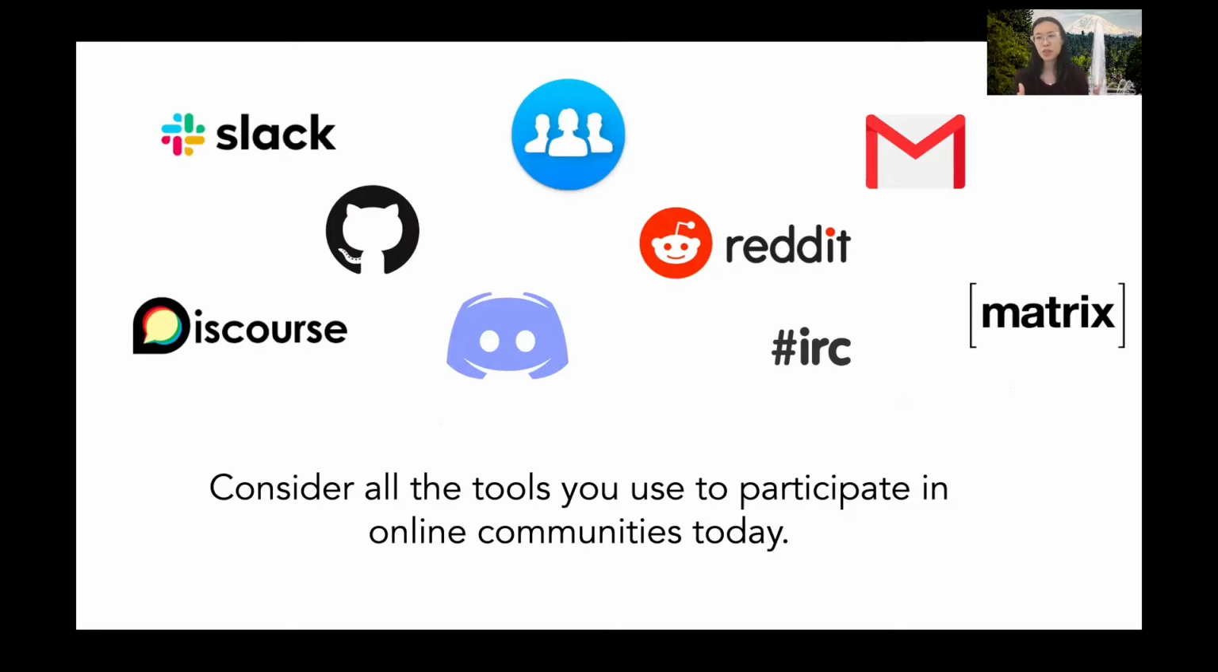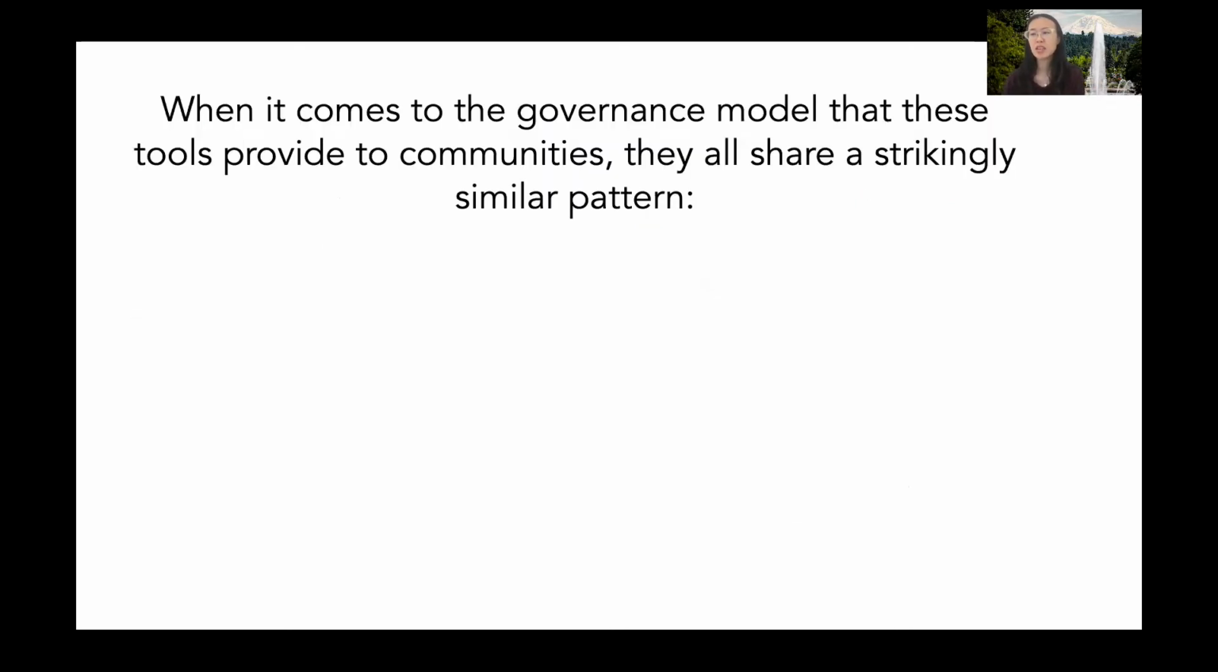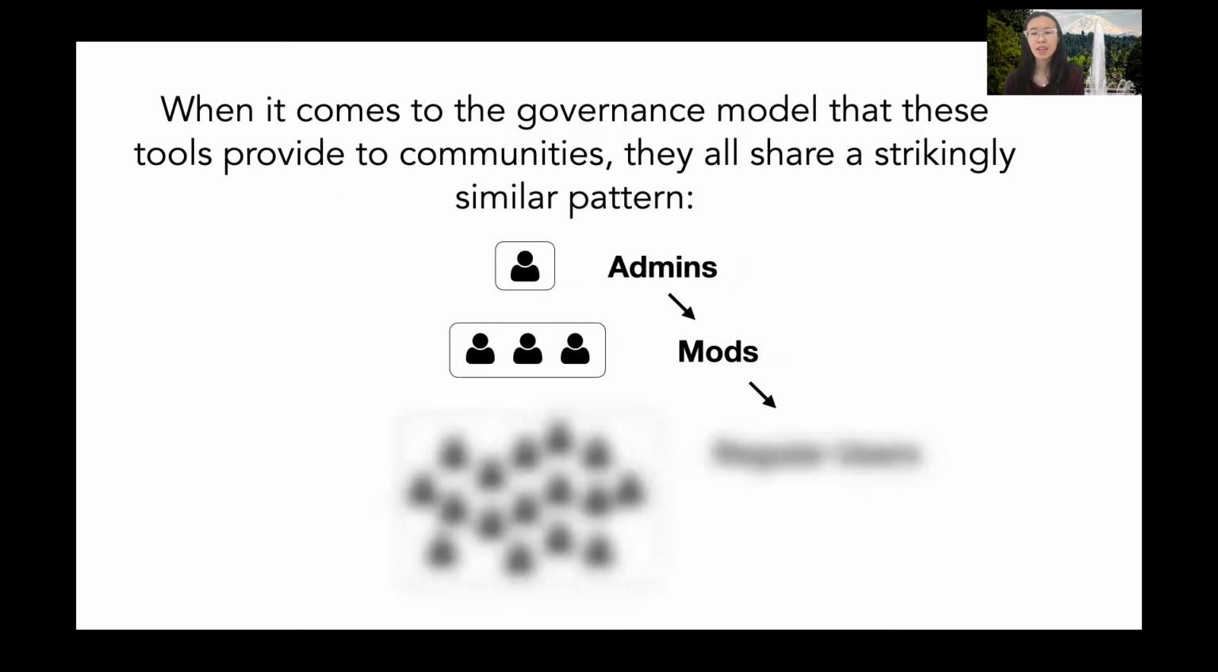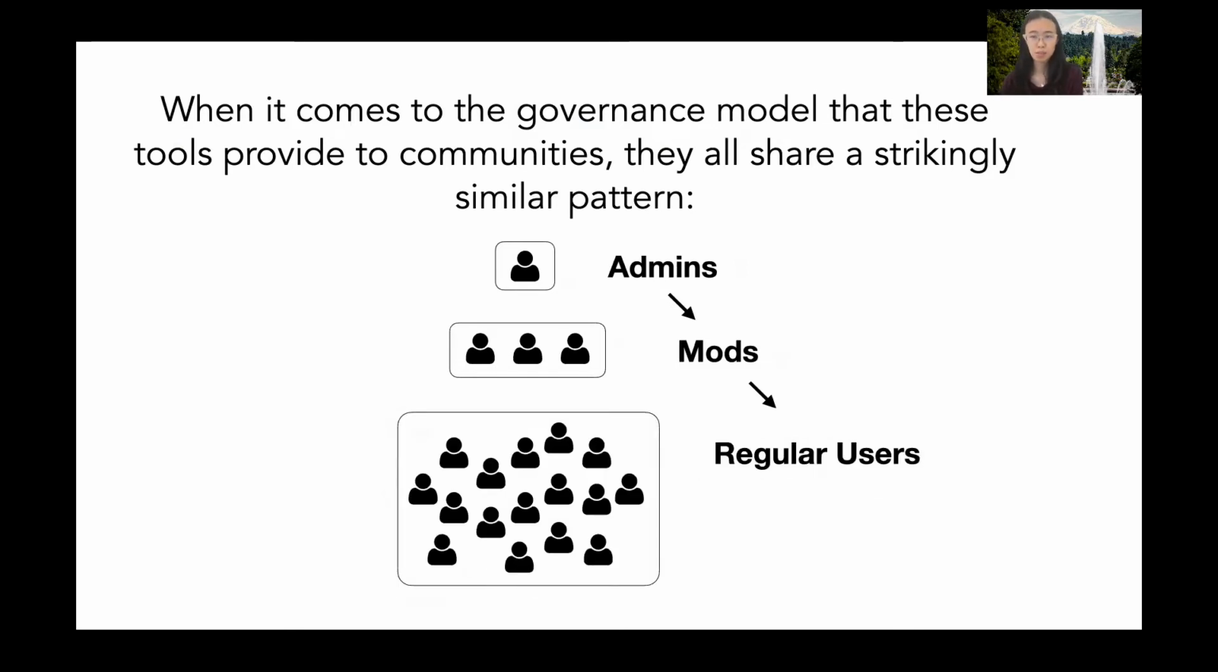So I'd like you to consider the tools you use for participating in online communities today. Things like Slack, GitHub, Discord, Reddit, mailing lists, etc. Now I want you to think about how governance happens in these online communities. You're probably intimately familiar with this because you are maintainers of many online communities, but this is the common pattern. There's this strikingly similar style of governance when it comes to all these different platforms. And the structure is that there's admins who have a lot of power, there's mods who have some powers, and there's regular users who typically don't have any governance privileges.